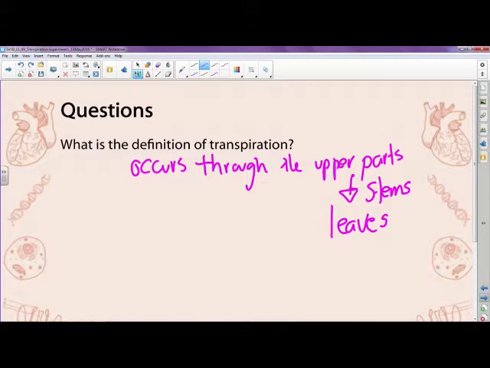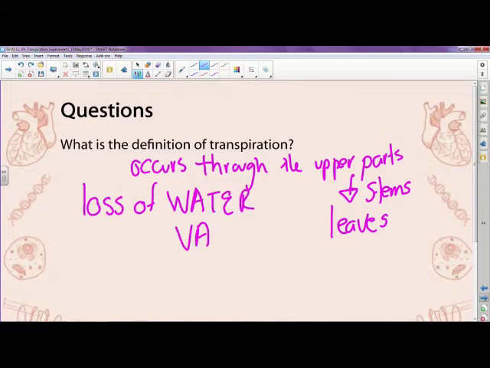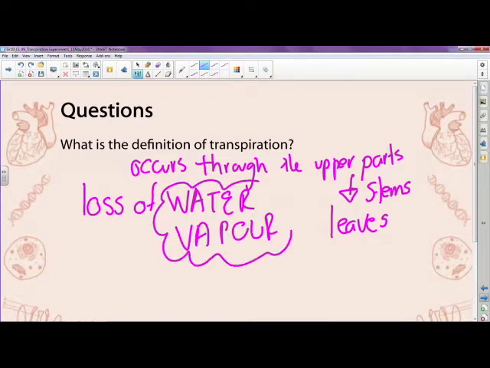So it occurs through the upper parts of the plant, but what is it? It's the loss, and this is the most important, of water vapor. So in your definition, the most important thing I needed to know is that we lose water in the form of water vapor through the upper parts of the plant, stems or leaves. If you want to be more specific, you can obviously then use the word stomata. So what is transpiration?